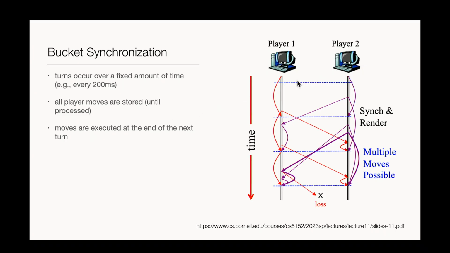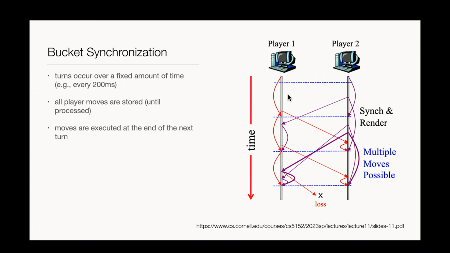So here's player one. The blue lines are showing you the start and end of each turn. Player one makes a move sometime in this time period here. Player two also makes a move sometime in this period here. This move isn't processed until the end of the next turn. So whatever move player one made here gets processed on player one's computer here. Whatever player two made in this time gets processed here. So now you're getting regular updates of the world.